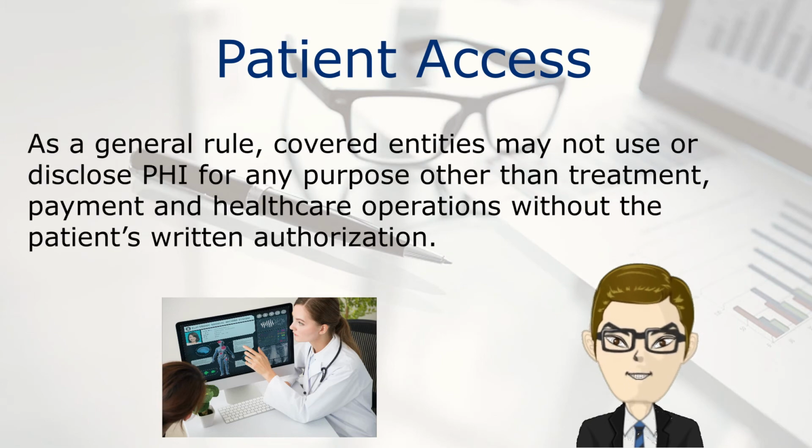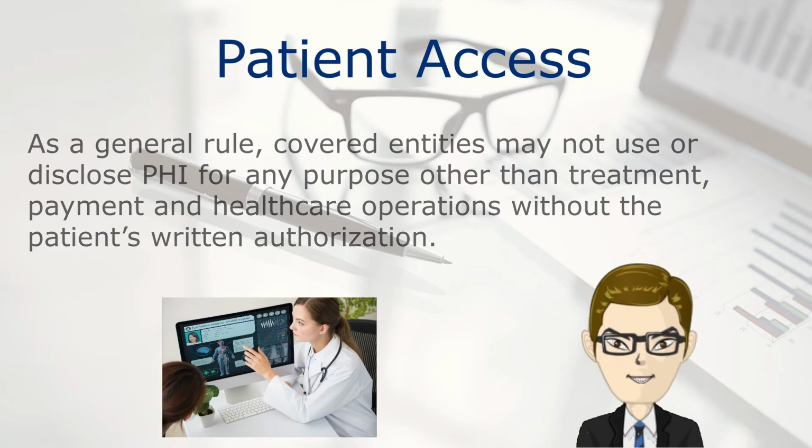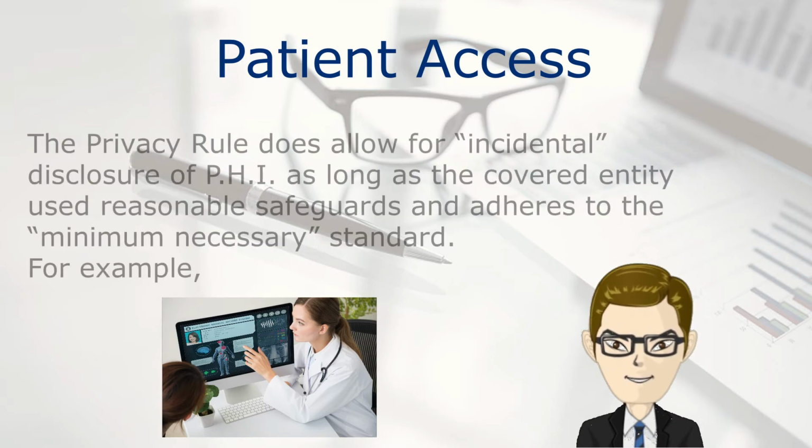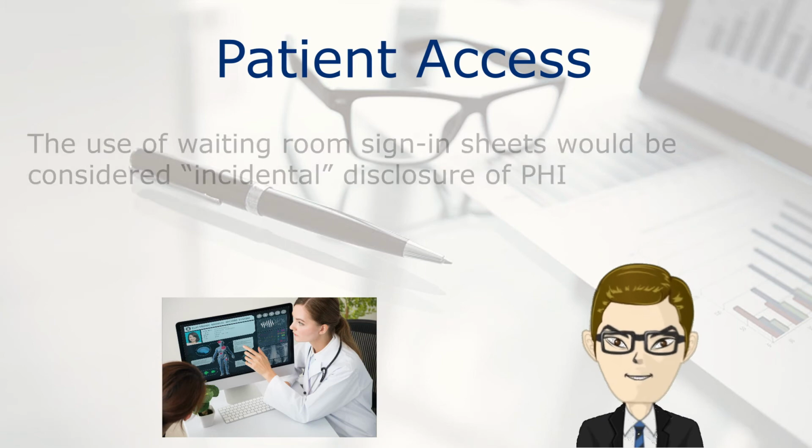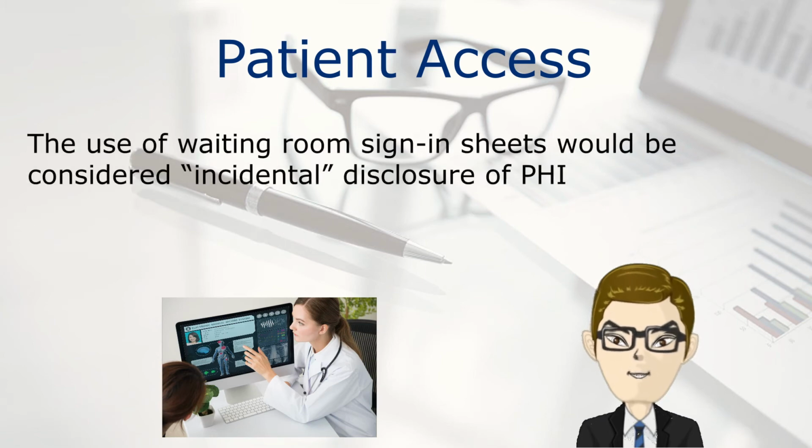Other uses of PHI. As a general rule, covered entities may not use or disclose PHI for any purpose other than treatment, payment, and healthcare operations without the patient's written authorization. The privacy rule does allow for incidental disclosure of PHI as long as the covered entity used reasonable safeguards and adheres to the minimum necessary standard. For example, the use of waiting room sign-in sheets would be considered incidental disclosure of PHI.